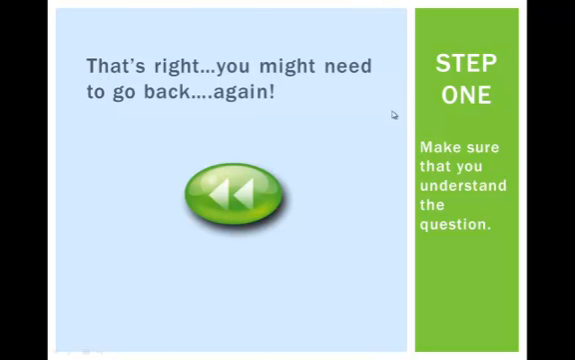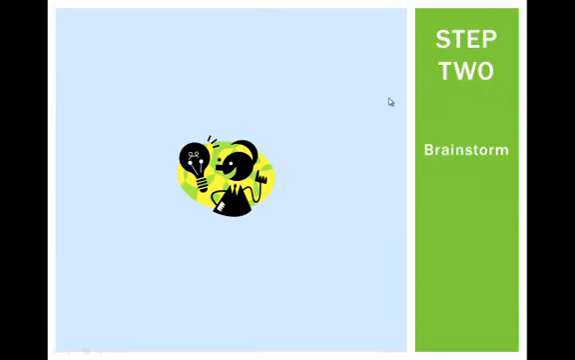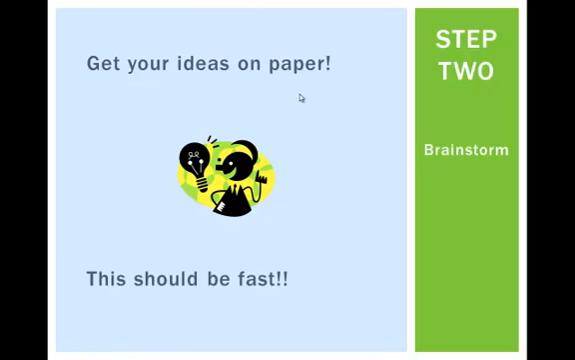Once you understand the question, your next step is going to be brainstorming. Brainstorming is just getting all of your ideas out on paper. And it should be fast. Brainstorming really shouldn't be any longer than 2 to 3 minutes. And during those minutes, you just keep writing. You just keep jotting ideas down of things that you could include in your response to this question.